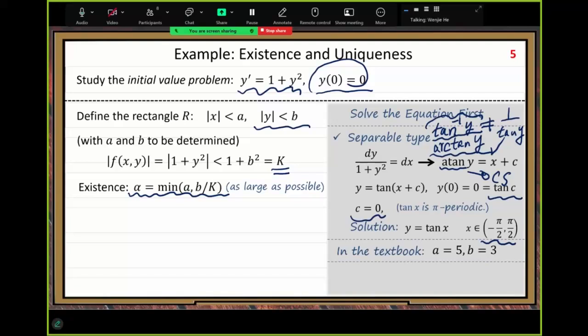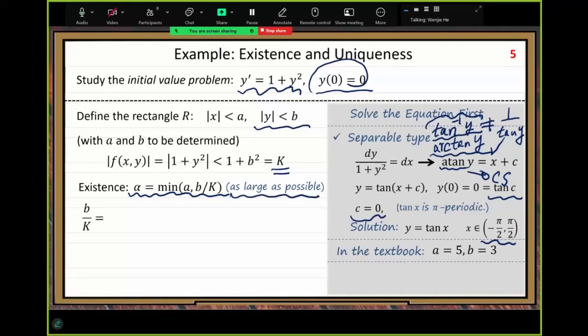Because K is determined by B. K equals 1 plus B squared. If you have the B value, then you have the K value automatically. But here we want to see, for what B, since we have freedom to choose B, we want this ratio, B over K, as large as possible.